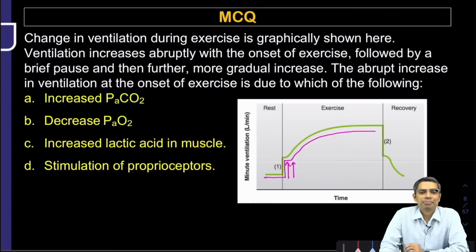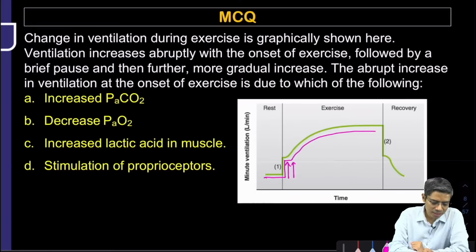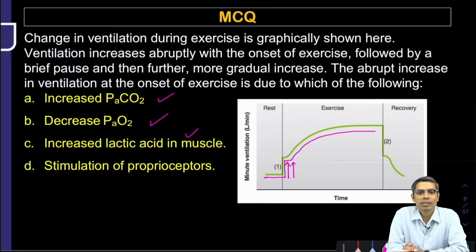Okay, so what will happen to all of these parameters? The partial pressure of carbon dioxide, the partial pressure of oxygen, lactic acid in the muscles, what will happen to all of these parameters in the blood? They will increase, they will decrease, or they will remain the same. That is the way you have to think in this question.